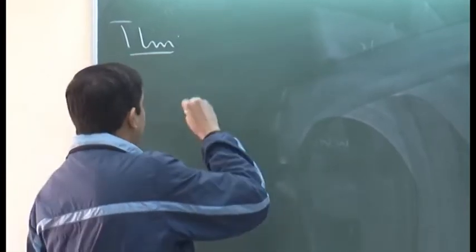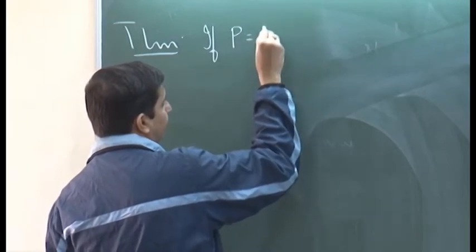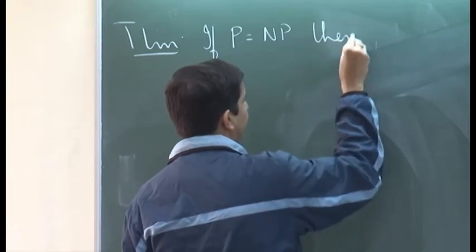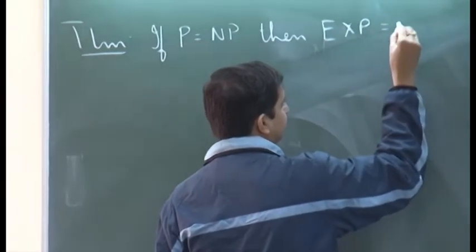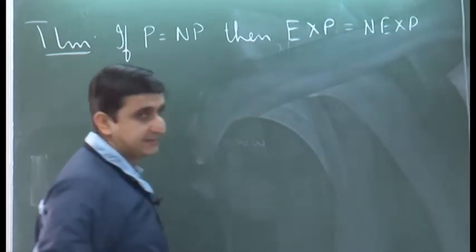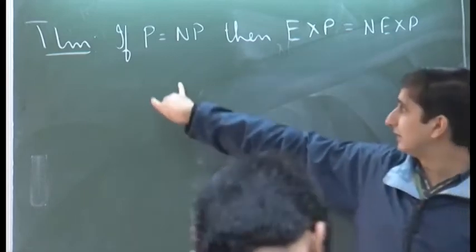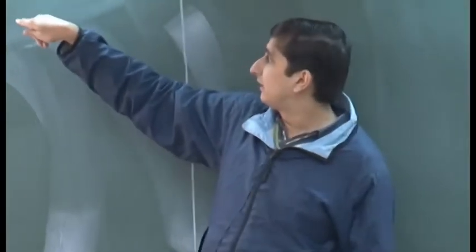Okay. So if P is equal to NP, then we can show that EXP is equal to NEXP. So if I can show a collapse of these two classes in the polynomial time setting, I can show that even in the exponential time setting the analogous classes collapse.